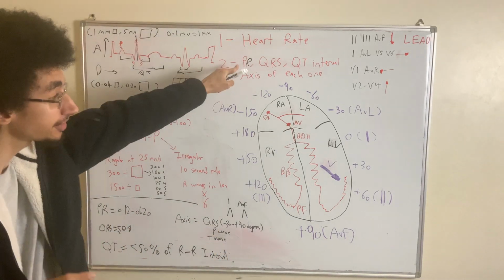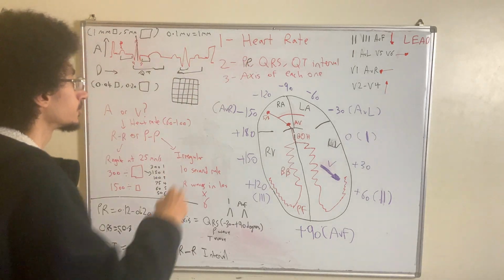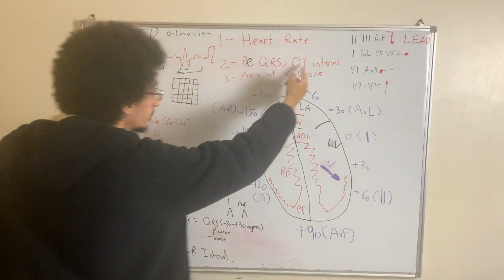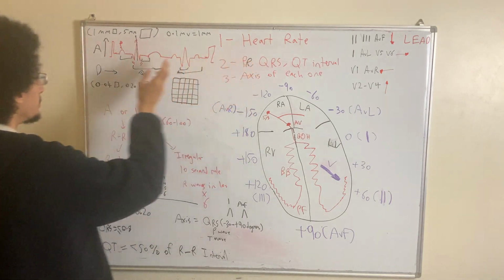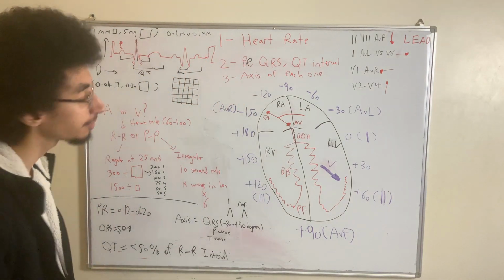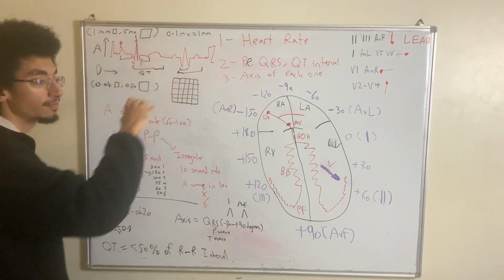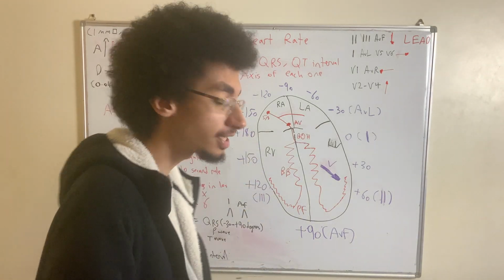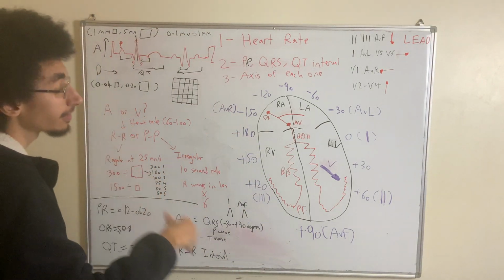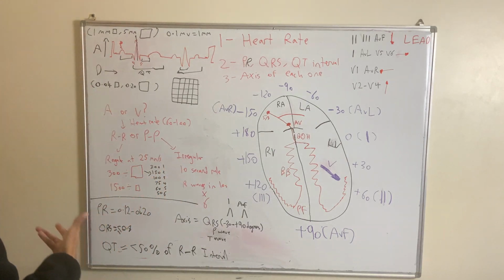So that's the second thing, by the way, you should check. You should check the heart rate, check the QT interval, the QRS and the PR. You should check the ST segment. You can just check if it's flat or elevated or depressed. But you can leave the ST segment for later.